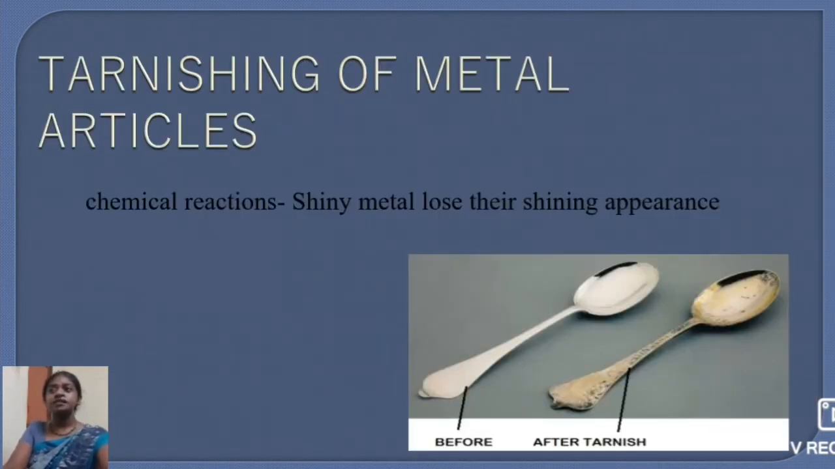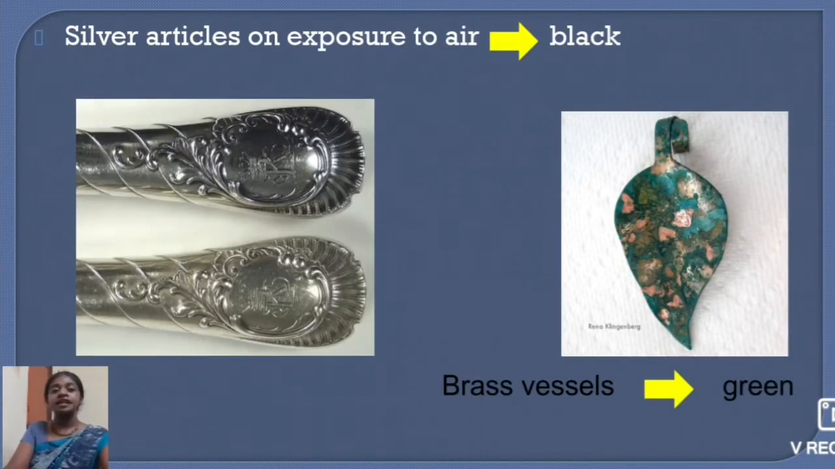The next topic is about the tarnishing of metals. Shiny surfaces and other articles lose their shiny appearance due to chemical reactions on the surface. An example is silver articles. When exposed to air, silver articles become black. They become black on exposure to atmospheric air.